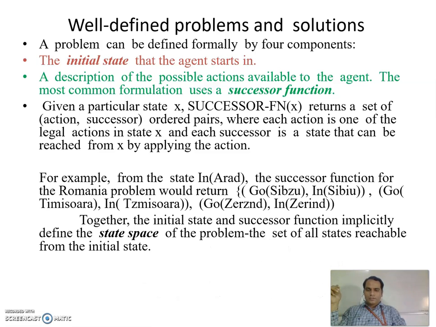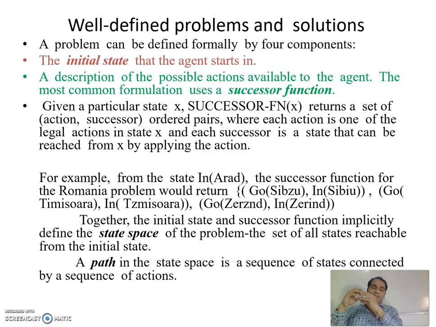So this is how we can say, in Arad, the successor function for the Romania problem would return go Sibiu, in Sibiu; go Timisoara, in Timisoara; go Zerind, in Zerind. Sorry, there is a spelling mistake here. Together, the initial state and successor function implicitly define the state space. So what is happening? You are considering all the states that can be reached from this particular state. That becomes the combination of all states. We call it the state space of the problem. The set of all states reachable from the initial state is called the state space. This is very important to remember.